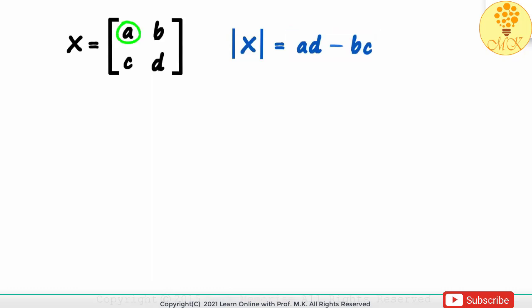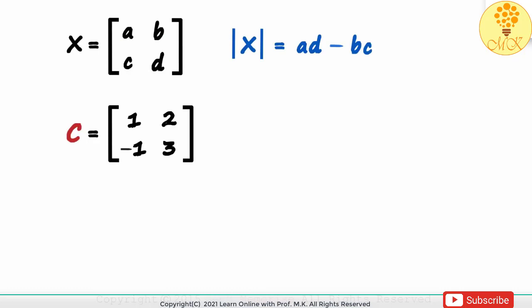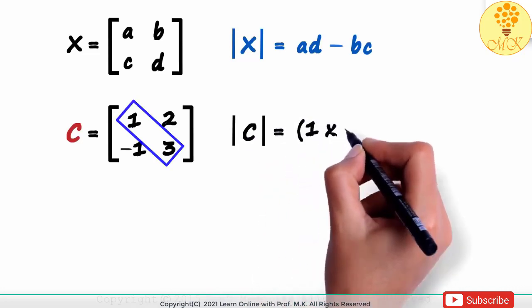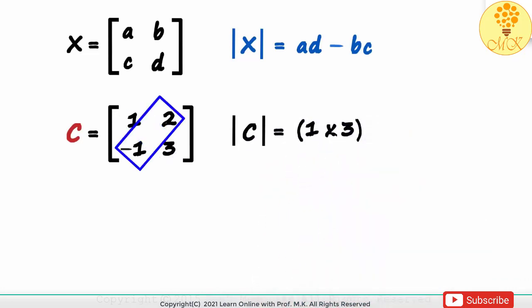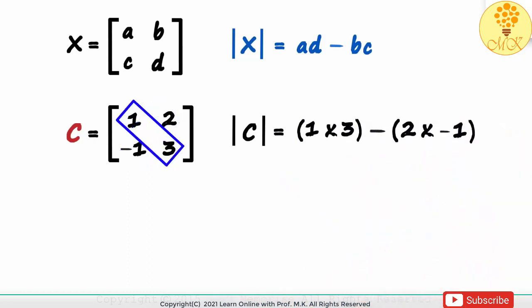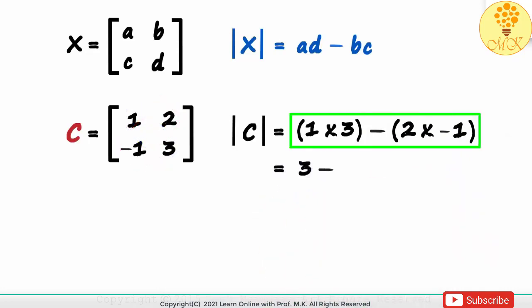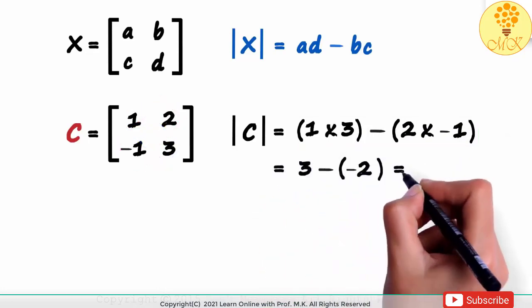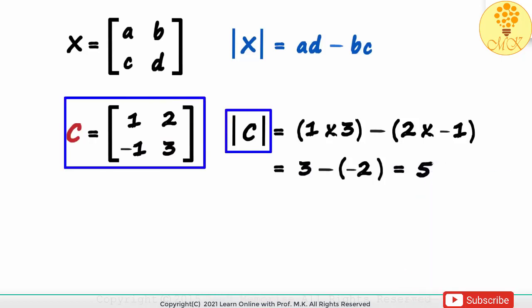The 1 1 element times the 2 2 element minus the 1 2 element times the 2 1 element. AD minus BC. Let's try it out with numbers. Here's matrix C. What will the determinant of C be equal to? It will be the product of these two elements. That's 1 times 3 minus the product of these two elements, 2 times -1. The product of these two minus the product of these two. This will equal 3 minus -2, which gives us 5. The determinant of matrix C is 5.